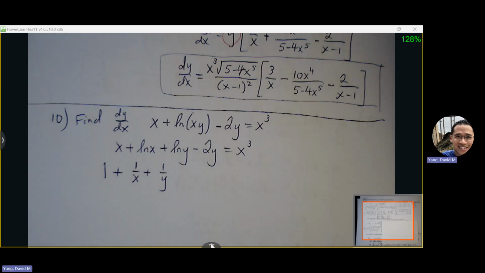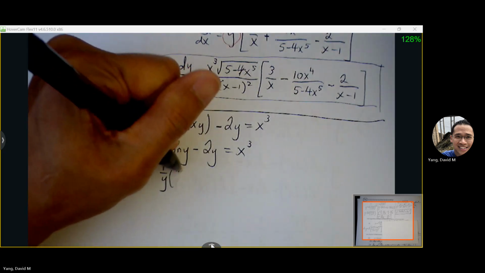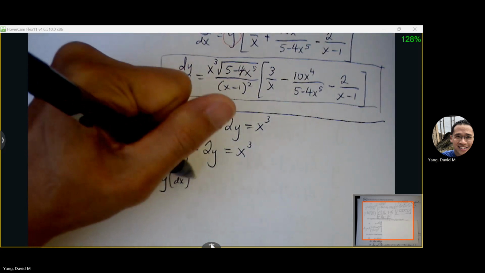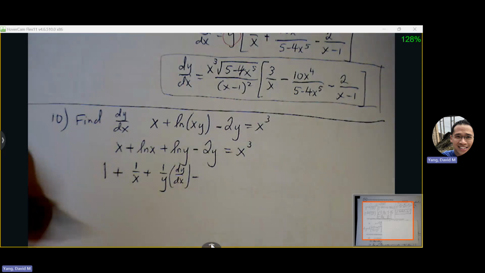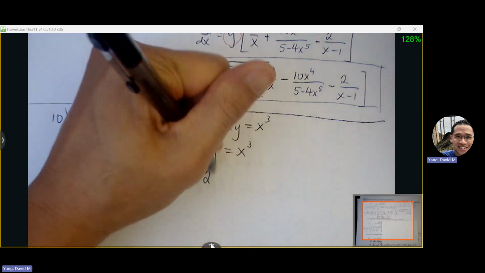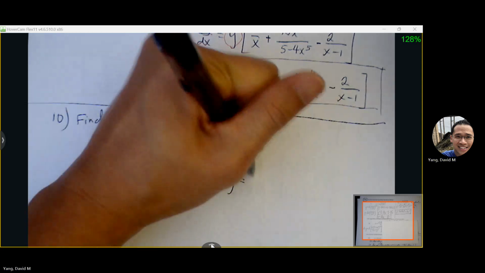We need to include times dy dx. Two y's derivative is just 2. Now notice the y disappears, but we are asking for y's derivative, so we do need to include that times dy dx.